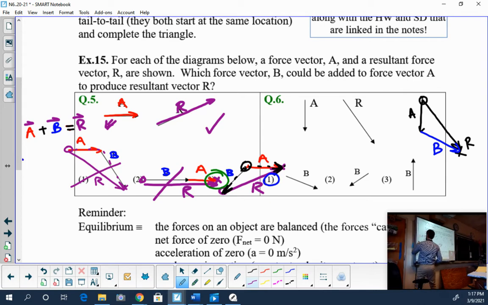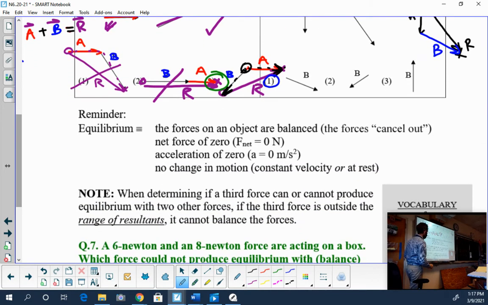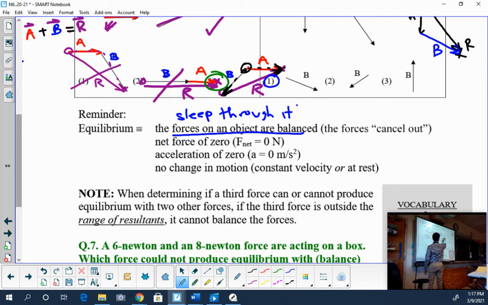All right, reminder for equilibrium. We've talked about this a bunch lately. The forces are balanced. You can even add on here, you can sleep through it. Net force 0, acceleration 0, no change in motion. So constant velocity or at rest.